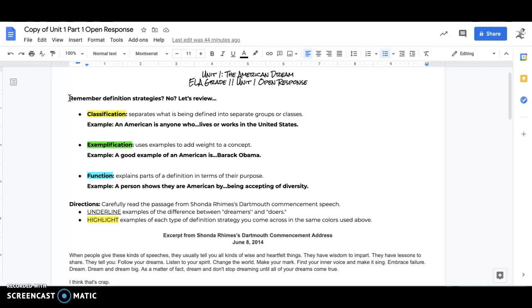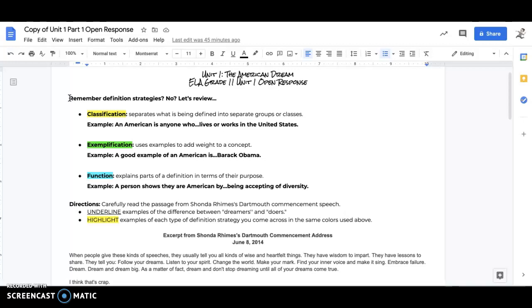Ways that you might apply this to Reading would be an example of a principal is Mr. Turman, or an example of an English teacher is Miss Ritter. Either way, you have one specific person that you're pointing to and saying that they meet the criteria of the definition. And the last one is function.